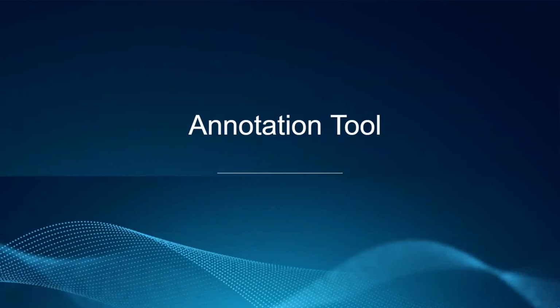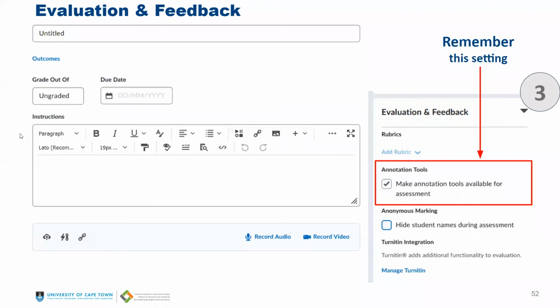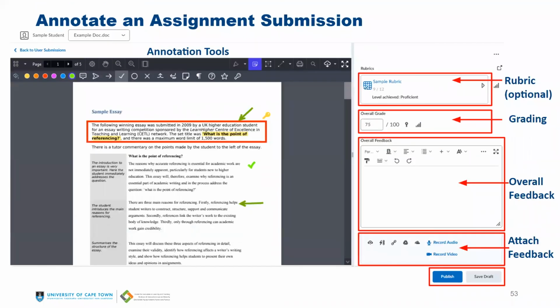And we're going to look very briefly at the annotation tool, because this is actually a really nice tool. So remember this thing that we had under the evaluation and feedback panel on the right-hand side? I said we should put a check into that option there. Annotation tools, make the annotation tool available for this assessment. If you have put that tick in there, the next slide will show you the annotation tool that you'll be able to access to work on the submissions.